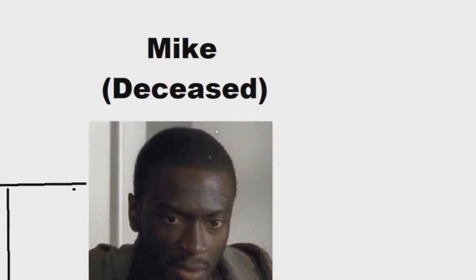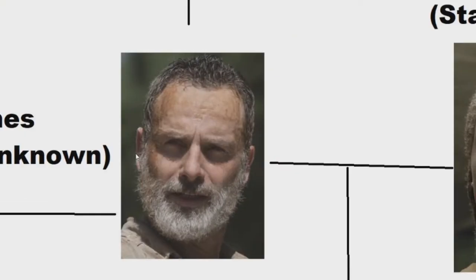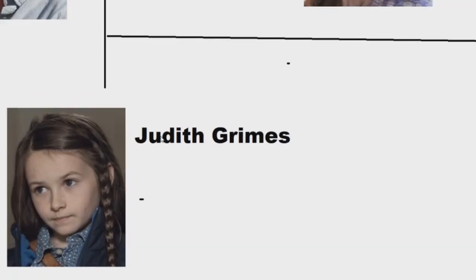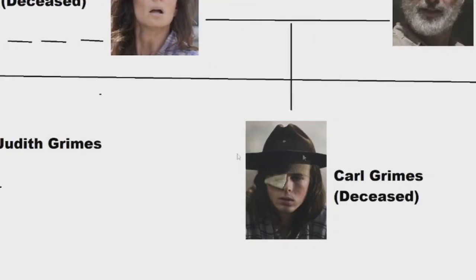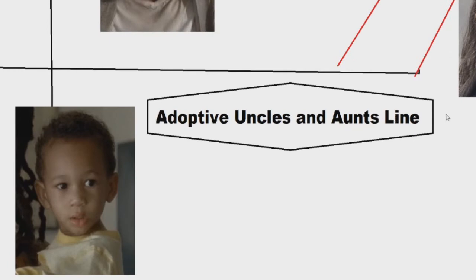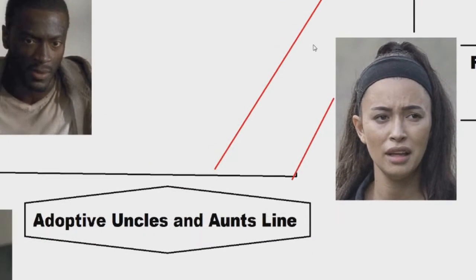Now, that pretty much concludes the Grimes line, if you will. This concludes everything we can directly connect to Rick Grimes. But there is something interesting, because Judith Grimes mentions that she considers some of the other characters as her adopted uncles and aunts. So through Judith, I say that we can look at the adoptive uncles and aunts line. So these are people that Judith has stated are her uncles and aunts. And through this line, we can look at some of the rest of the characters.